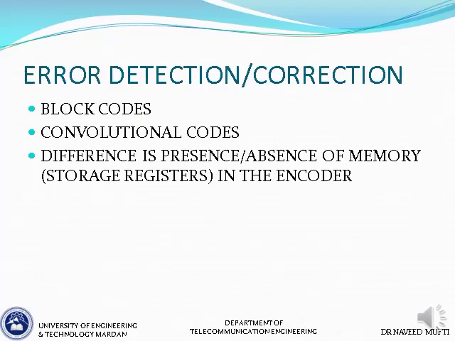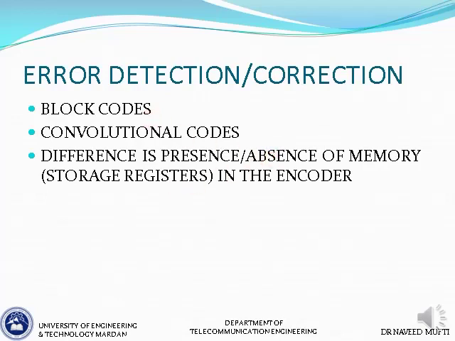Okay, so error detection or correction techniques mainly fall under two categories. Either they are block based or they fall under the category known as convolutional. So channel coding either happens in the form of blocks, so-called block coding, or in another form called convolutional coding. The difference between these two, block coding and convolutional coding, is the presence or the absence of memory, or in other words storage registers, in the encoder.